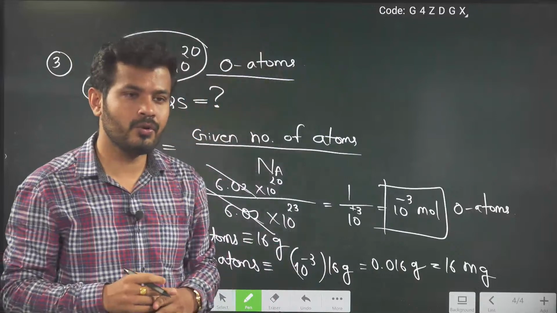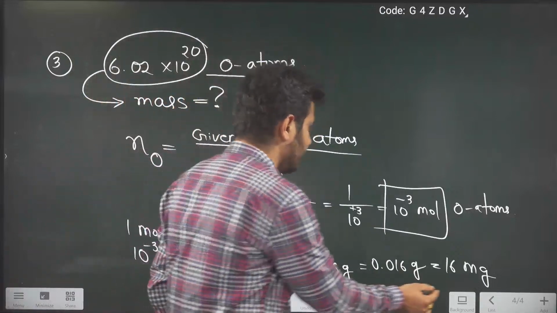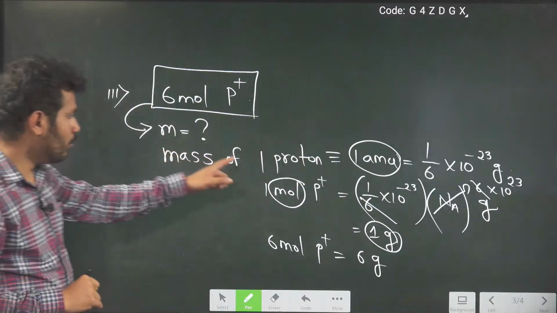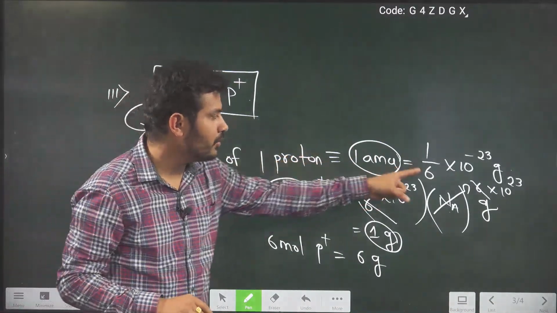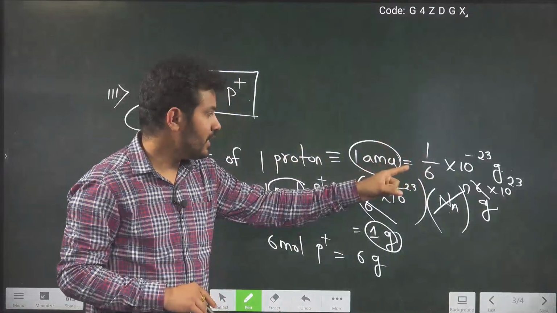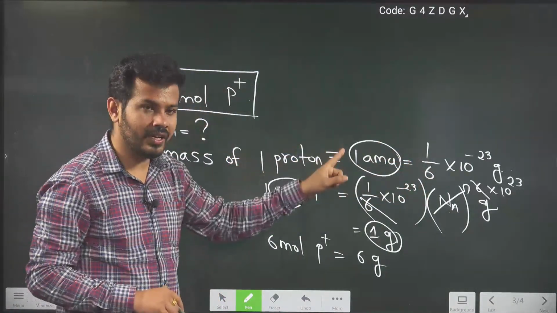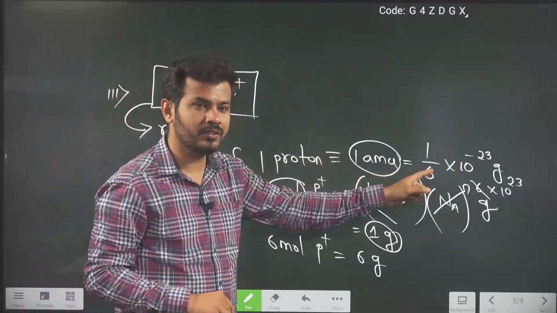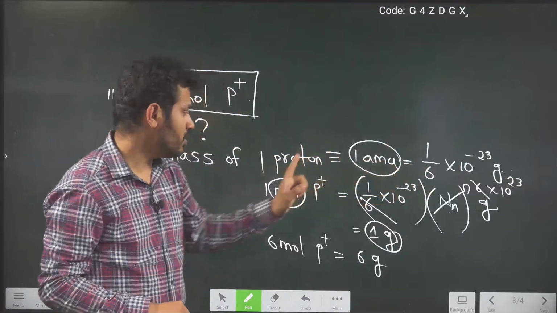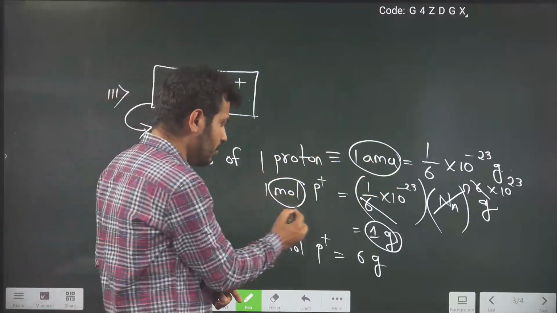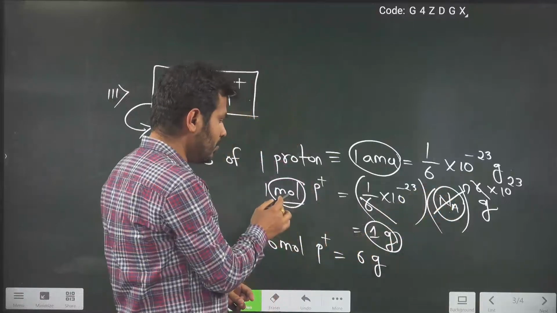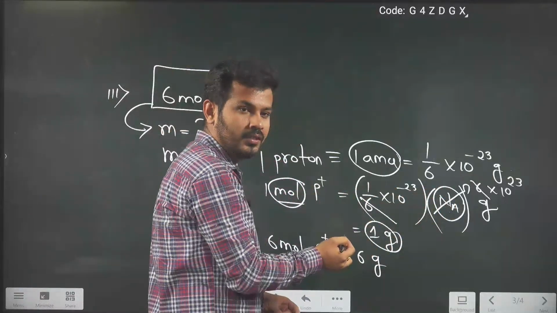For the mass of 6 mole of protons, we know one proton is 1 AMU and 1 AMU is this many grams. I asked you to remember this. So 1 mole of protons will be how much? The mole part will be multiplied, and mole means Avogadro's number, so I have replaced the mole with Avogadro's number.